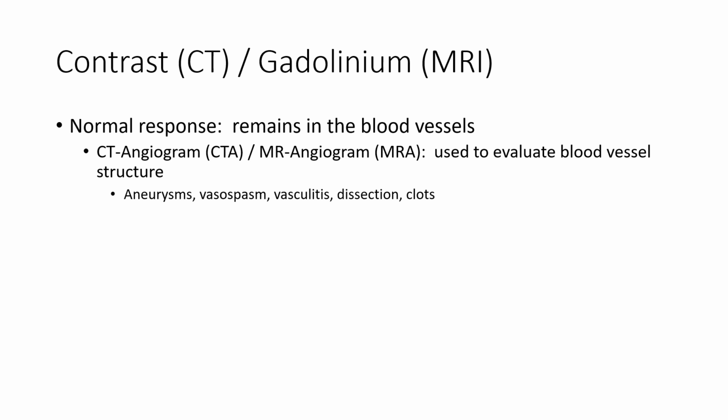And the normal response is that the contrast remains in the blood vessels and does not extravasate into the brain. And so because of that, you can use contrast or gadolinium to do either a CT angiogram, sometimes called a CTA, or an MR angiogram or MRA. So this is going to be used to evaluate blood vessel structure themselves. So you can diagnose aneurysms, vasospasm, vasculitis, dissection, or clots in blood vessels based on a CTA or MRA.